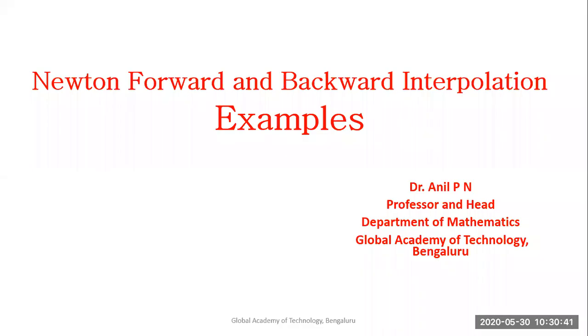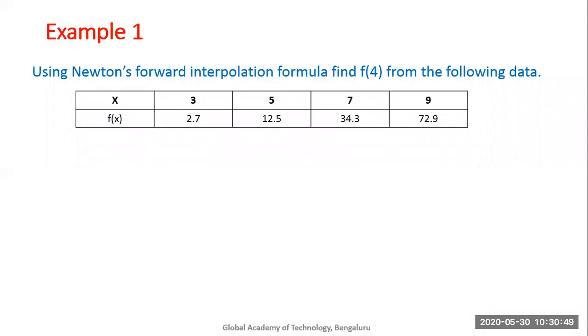So in this video, we are going to discuss few examples on Newton's forward and backward interpolation formula. Okay, first example. Using Newton's forward interpolation formula, find f of 4 from the following data.